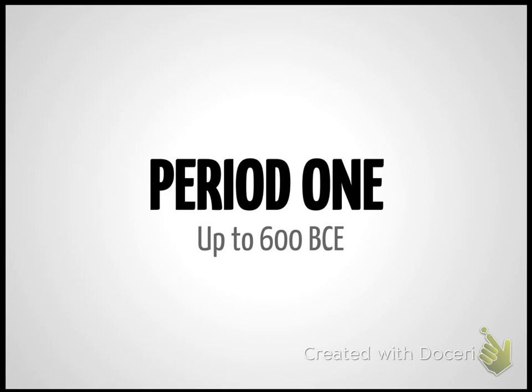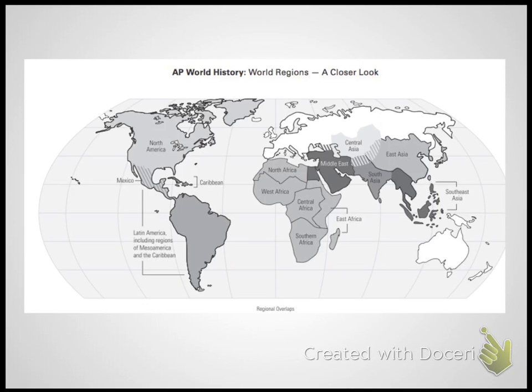Hey everyone, we are here to review period 1 for AP World History, which is going to be from the beginning all the way up until 600 BCE, again, before Common Era. So a few things that we want you to make sure that you know as you are getting ready for this test. First of all, we want to make sure that you are very aware of the different world regions, so that if you ever got a multiple choice question or an essay question that asked about a specific region, you knew what that was.